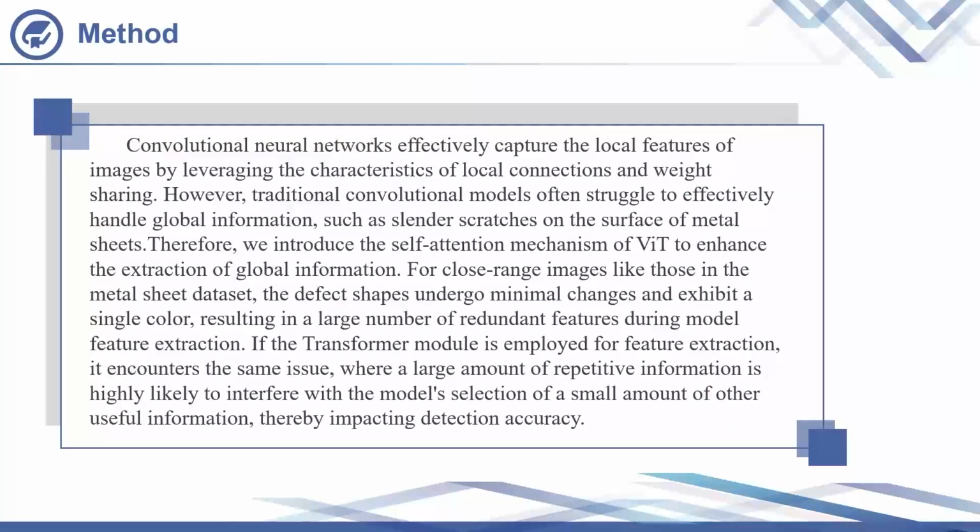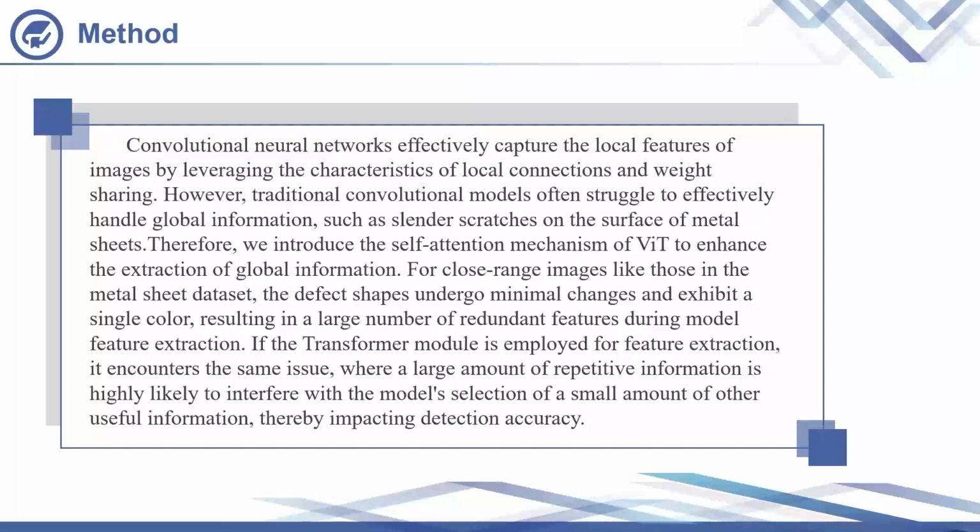Convolutional neural networks effectively capture the local features of images by leveraging the characteristics of local connections and weight sharing. However, traditional convolutional models often struggle to effectively handle global information, such as slender scratches on the surface of metal sheets. Therefore, we introduce the self-attention mechanism of VIT to enhance the extraction of global information. For close-range images like those in the metal sheet dataset, the defect shapes undergo minimal changes and exhibit a single color, resulting in a large number of redundant features during model feature extraction.